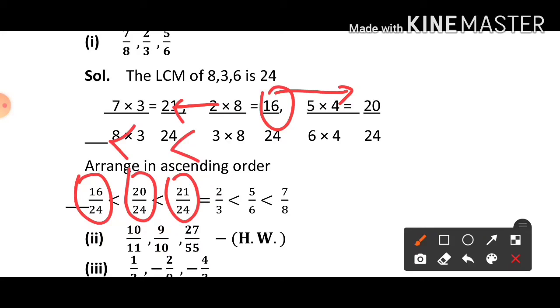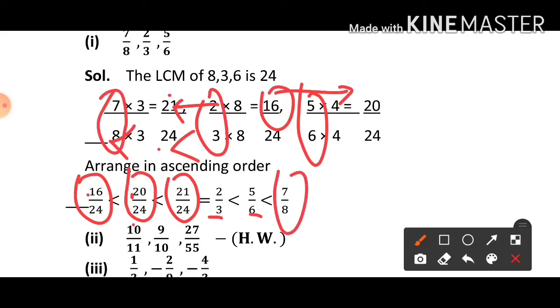So you can say that now 16 by 24 is the answer of 2 by 3. So write here 2 by 3. 20 by 24 is the answer of 5 by 6. So write here 5 by 6. And 21 by 24 is the answer of 7 by 8. So write here 7 by 8. So you can see that 7 by 8 is greater than 5 by 6, which is greater than 2 by 3. So this is the ascending order of the given rational numbers.